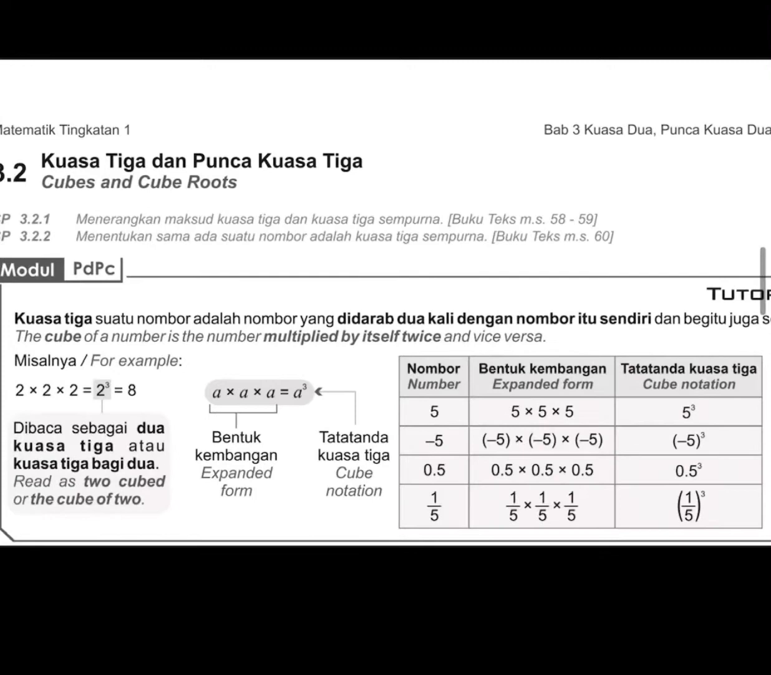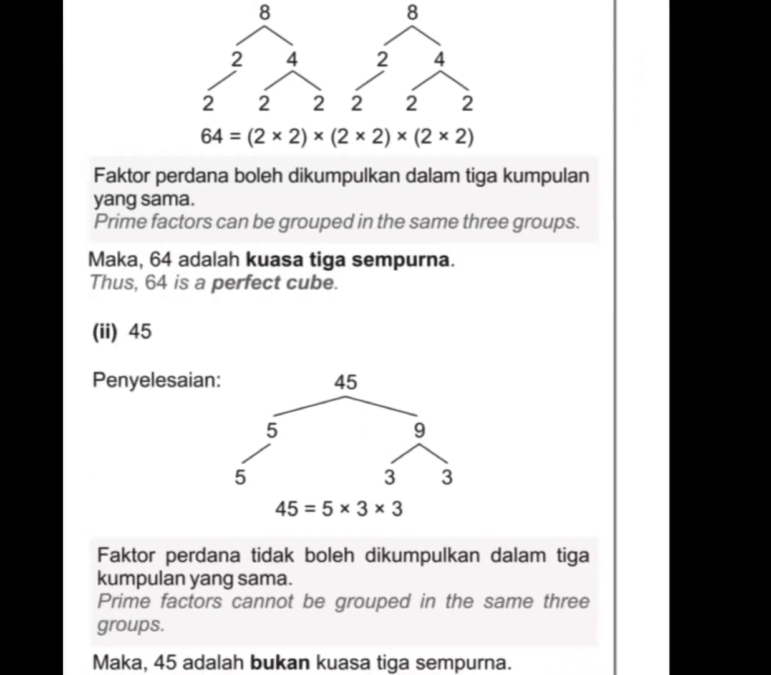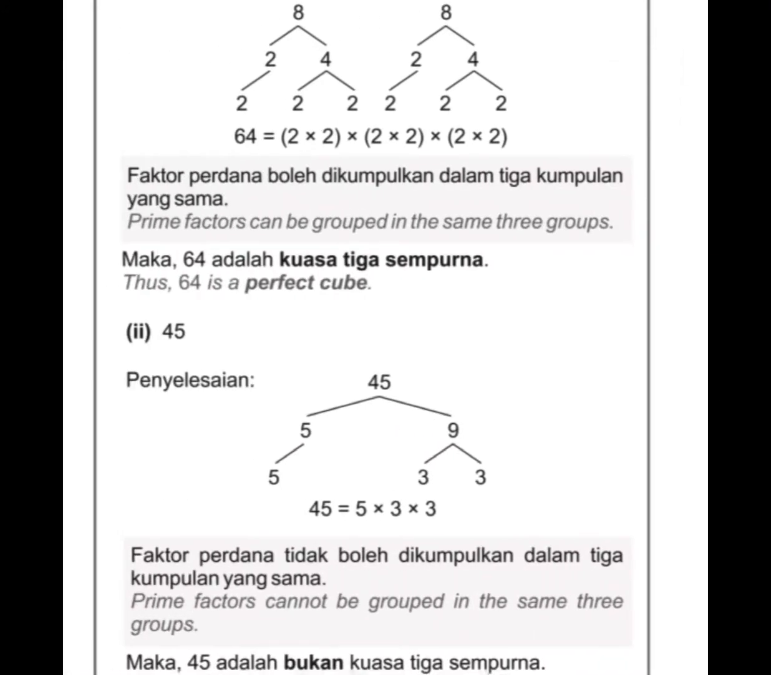Okay, next, you can refer to the notes at page 43 of the workbook. Perfect cube means a number that can be stated as the cube of a whole number. Fraction and decimal are not perfect cubes. So how to check whether the value is a perfect cube or not? You can use the same method like square, where you learned to check whether a number is a perfect square or not.